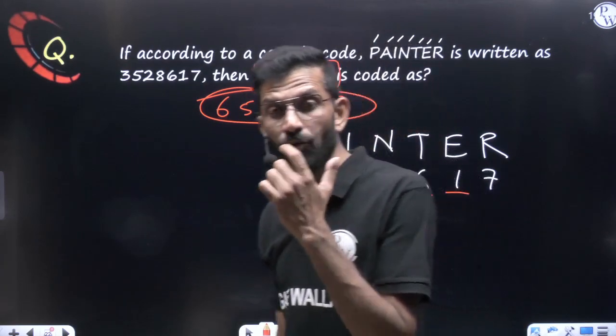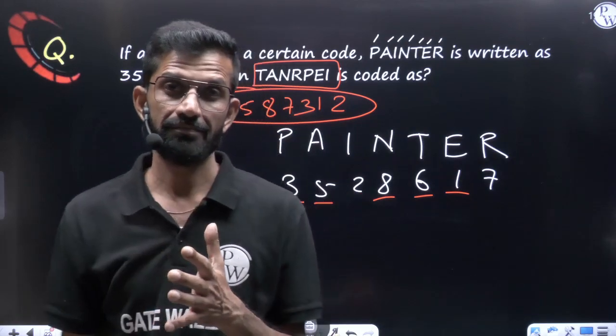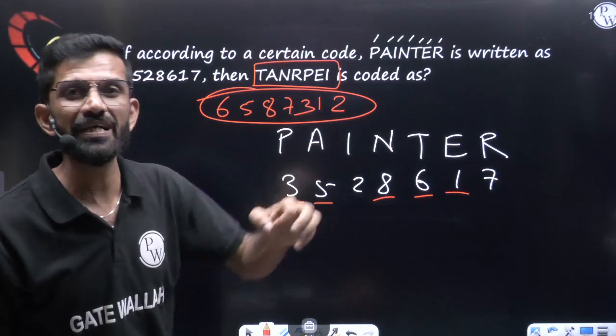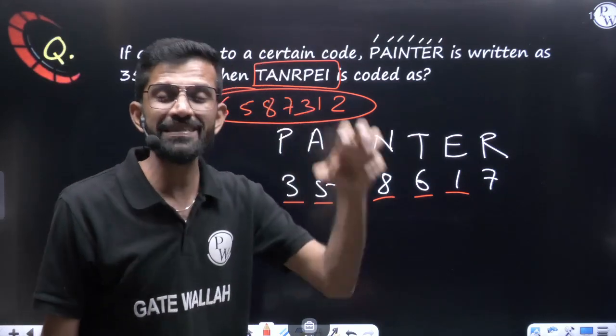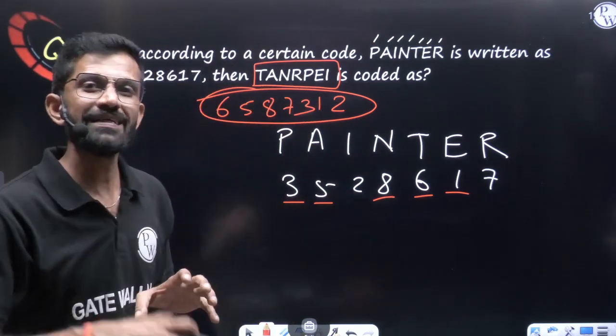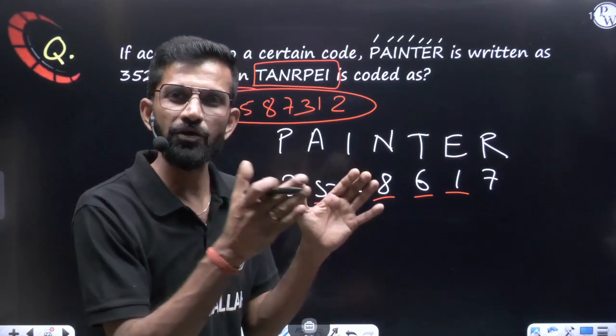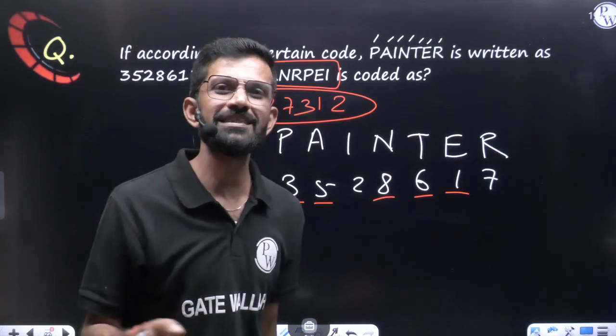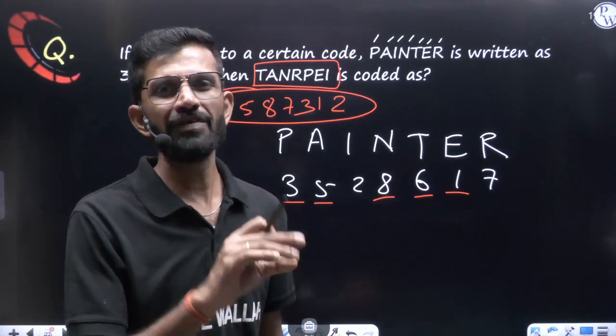This you have to understand with the example. Let me tell you that only this will not always be there. Every question, with the example, you have to understand what coding pattern they are following. And following the same coding pattern, we have to find the original word. If a code is given, we have to decode it. Or else for the original word, we have to find what the code will be.